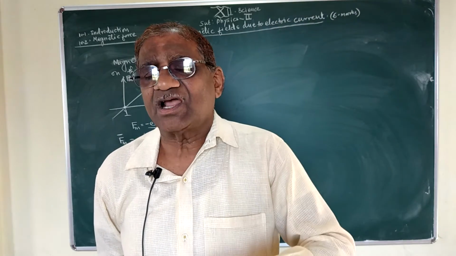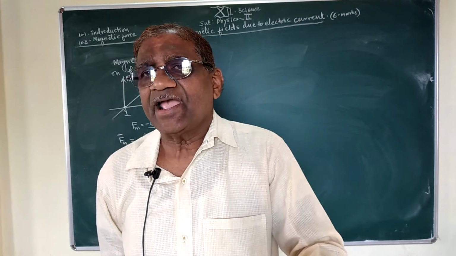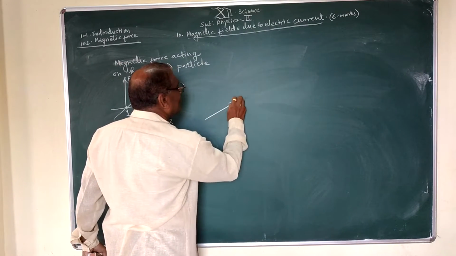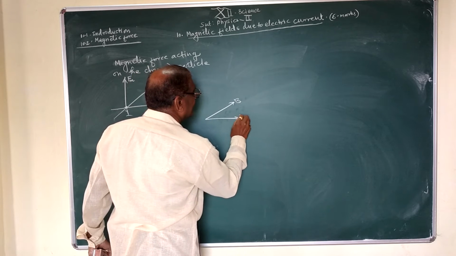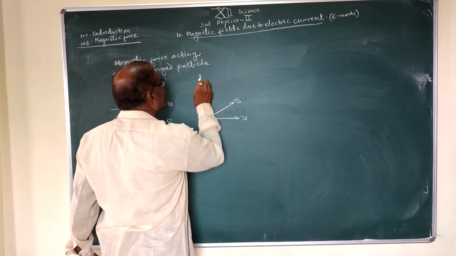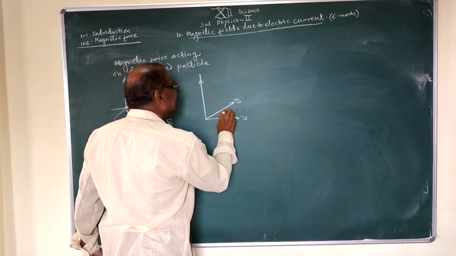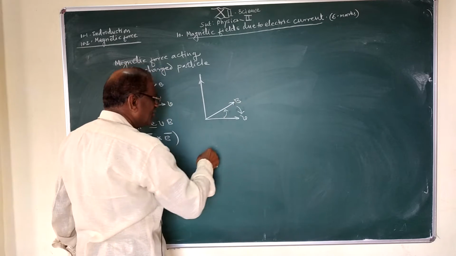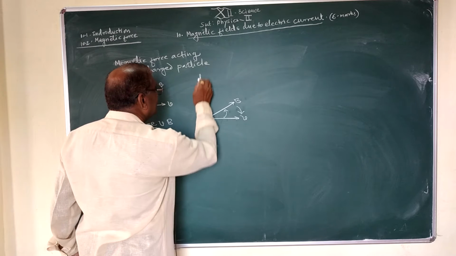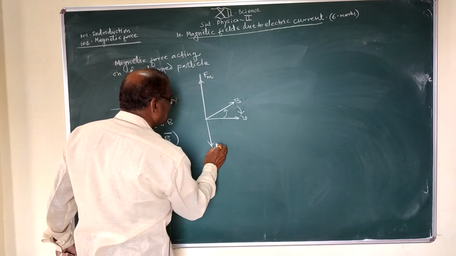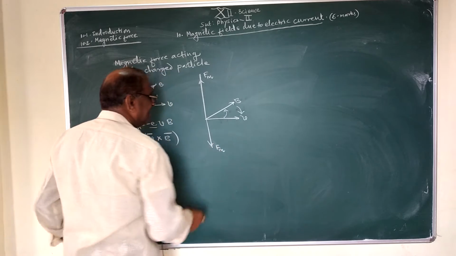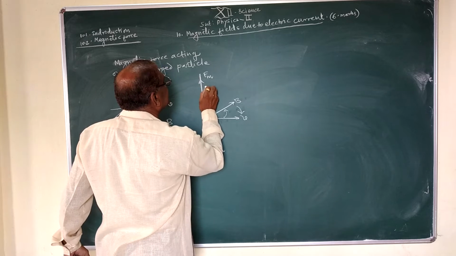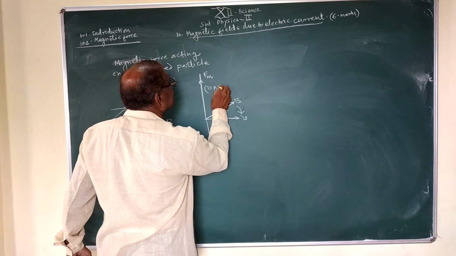which is perpendicular to the plane formed by V and B. That is, we consider this is the direction of B, this is the direction of velocity, and this is the direction of force. This is in this sense. If B cross V, then the direction of this is Fm. In this way, Fm is equal to V cross B.